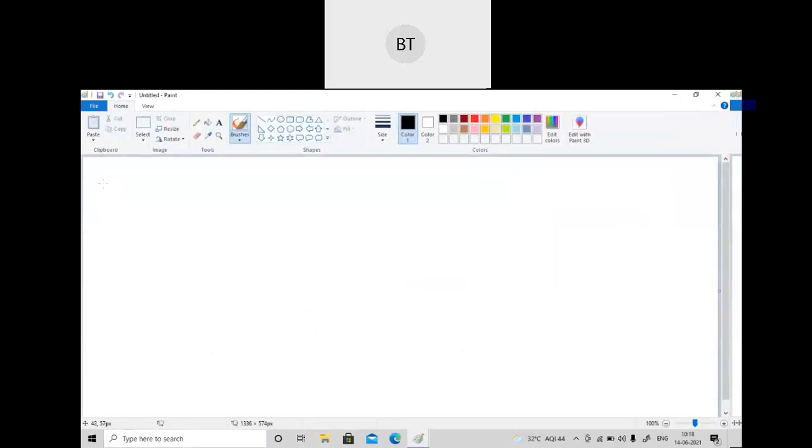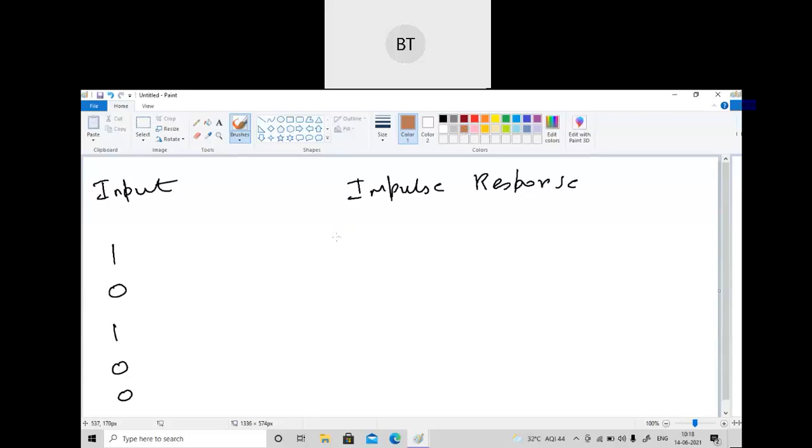So I can write here the input, then the impulse response. The message bits which were given to us were 1, 0, 1, 0, 0. So this was our message bit. We'll provide the shifting here. First of all, for 1, what we have got: 1, 1, 1, 1, 0, 1. For 0, we will shift 2 bits, that is 0, 0, 0, 0, 0, 0.